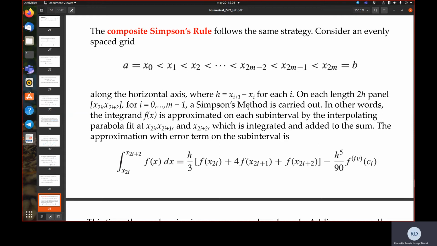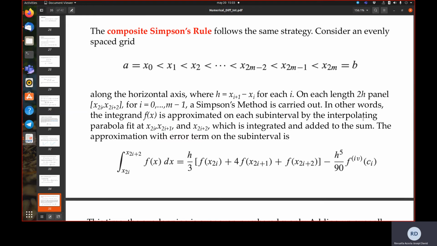Okay, so in easy words, the integration of the function of x is approximated on each subinterval by the interpolating parabola that fits at x2i, x2i plus 1 and x2i plus 2. So we have 3 points. You see here, this is the one on the left, the one in the middle, and the one on the right. So we have to sum up all these 3 at the end. Okay, so that's what we have to do.